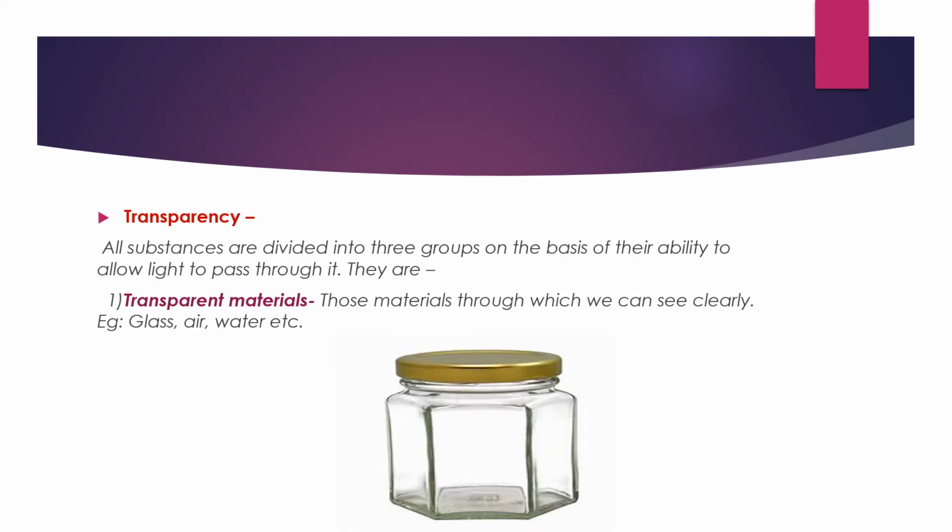Next is transparency. What is transparency? All substances are divided into three groups on the basis of their ability to allow light to pass through. The first one is transparent material: those materials through which we can see clearly. Examples: glass, air, water. We can see clearly through these, so they are known as transparent materials.